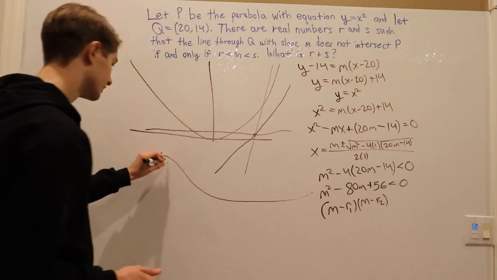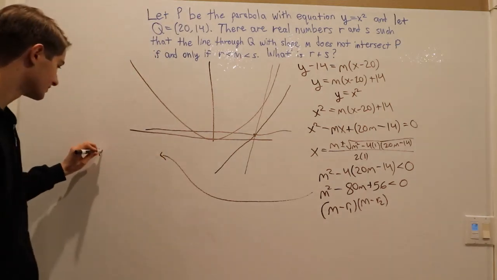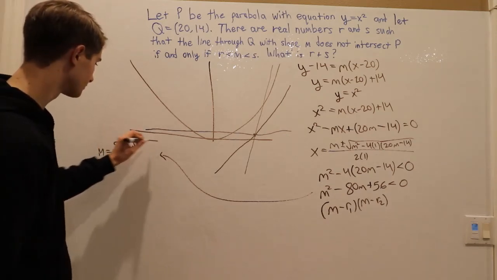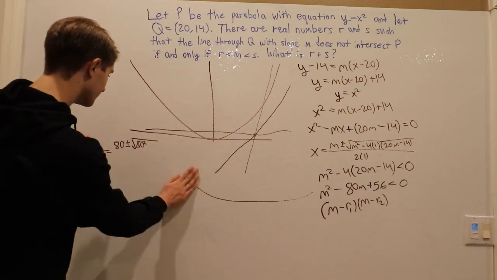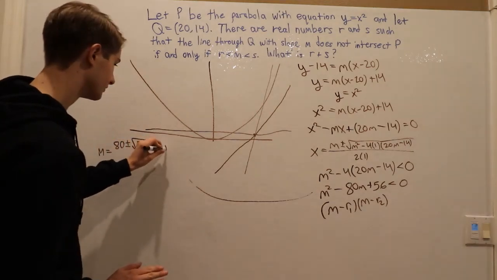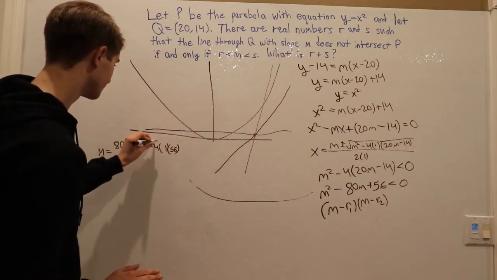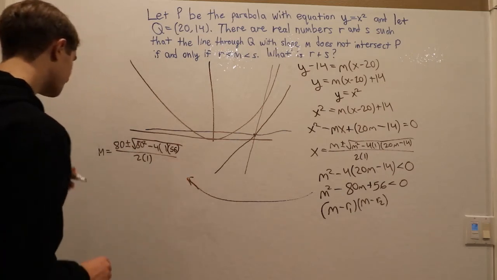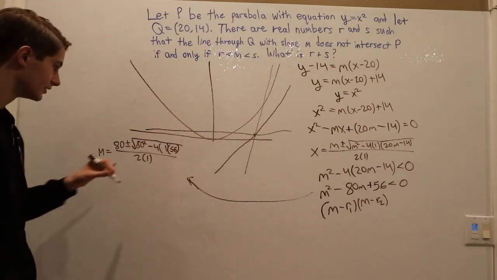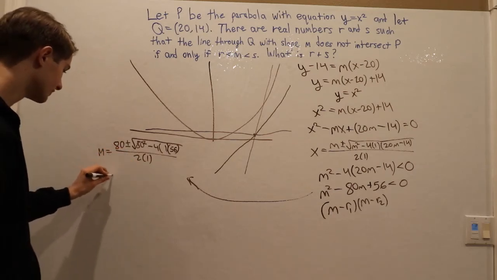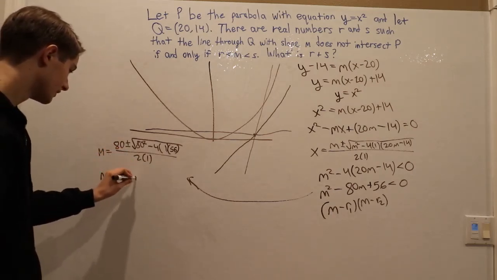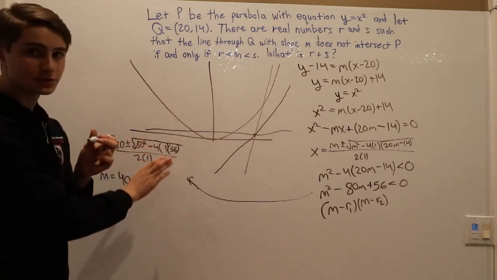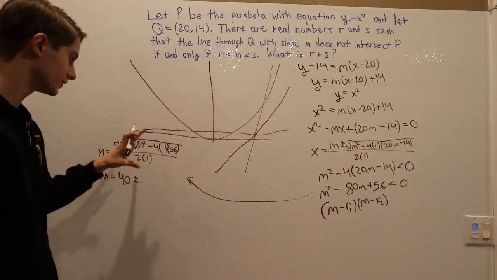So let's go over here and use the quadratic formula, which will give us m is equal to 80 plus or minus the square root of 80 squared minus 4 times 1 times 56, divided by 2 times 1. Now, in order to deal with this, we have 80 over 2 first, which is just 40, and then we have this square root. Now if you try to expand the square root and figure out what it equals, you'll figure out that it's not an integer, and it's really ugly to deal with.